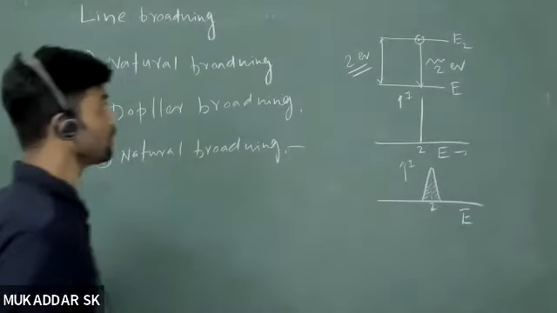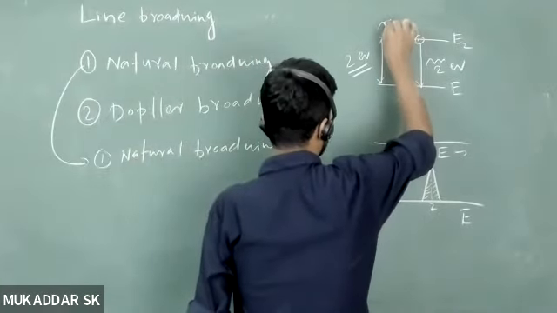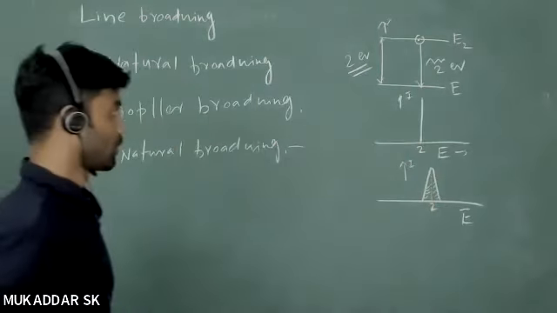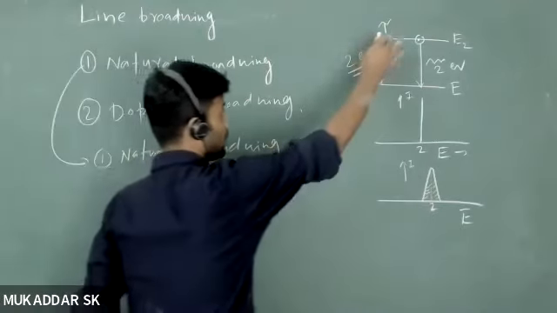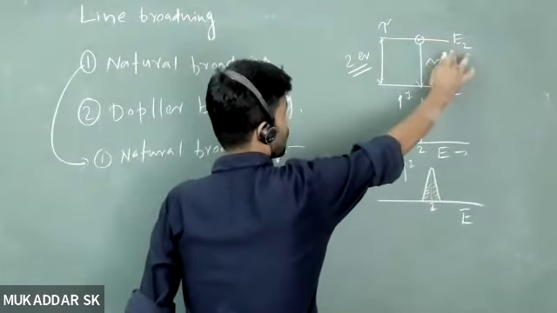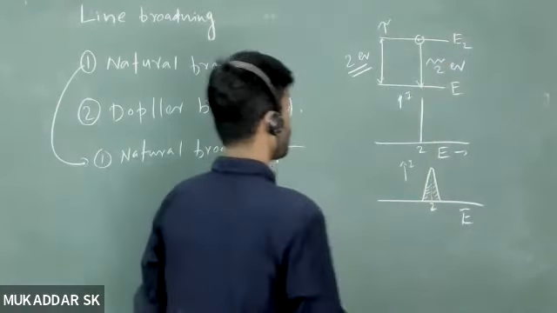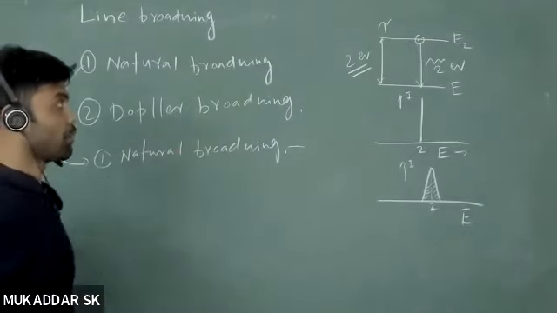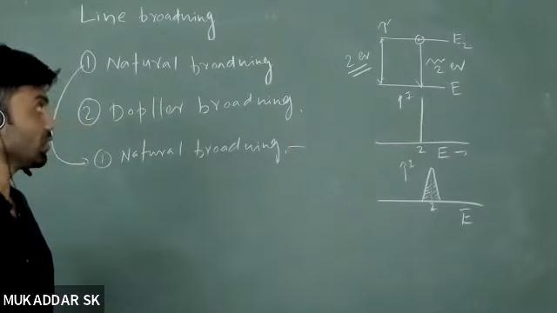The answer is simple. If you remember, I told you that when an electron or atom stays here, it has some lifetime, but we never know at what time. This is the lifetime of this level, and within this time this atom will come to here. But we never know up to what time this will come. So there is an uncertainty in transition, and maximum uncertainty in time will be how much?